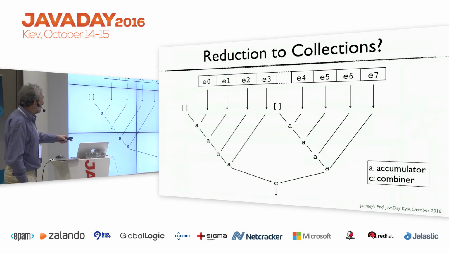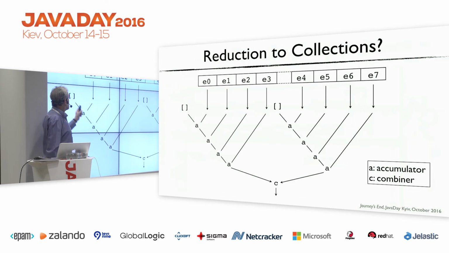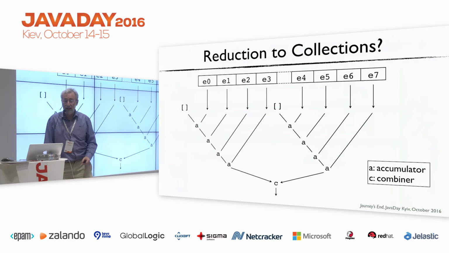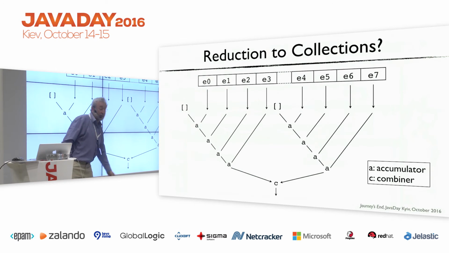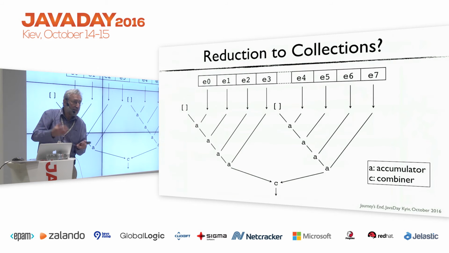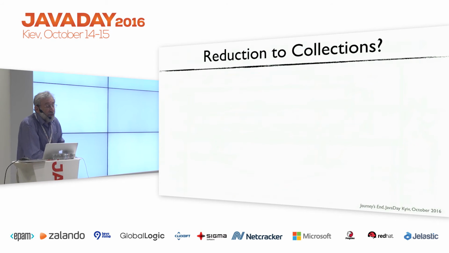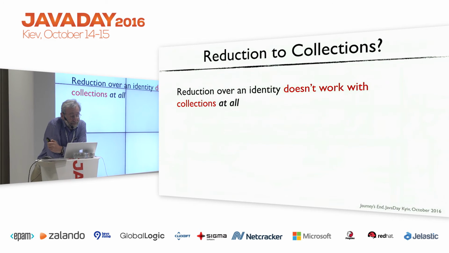So you've got the accumulator, which I showed you on the previous slide. It takes an element, adds it to an empty collection, and so on. So you've got all the single threads working on each of these, and then you've got the combiner at the end. Possibly several combiners, depending on how many threads you've got. So, reduction over an identity like this doesn't work at all.